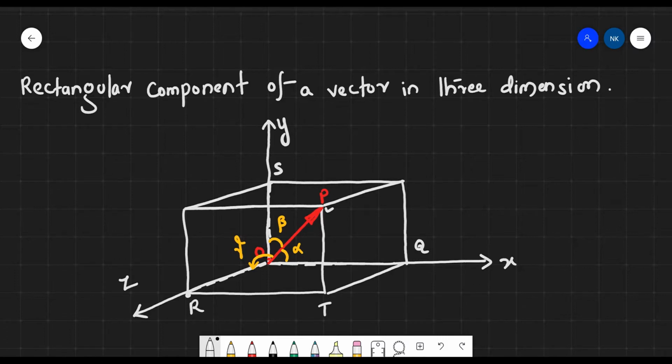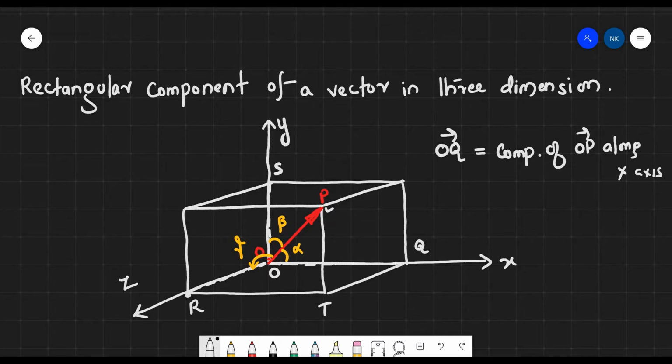Okay, now this was O. Alright, now OQ vector, this is the component of OP vector along x-axis.